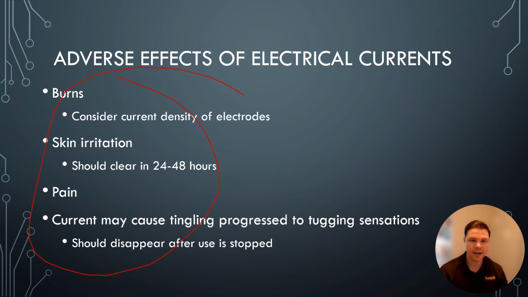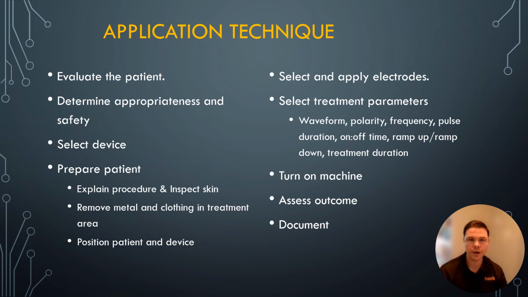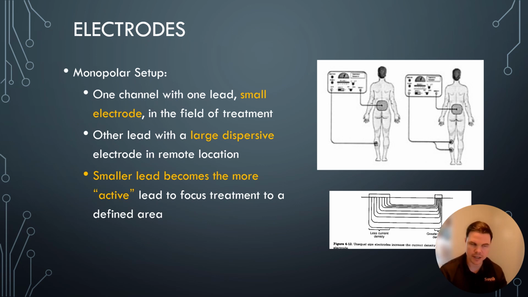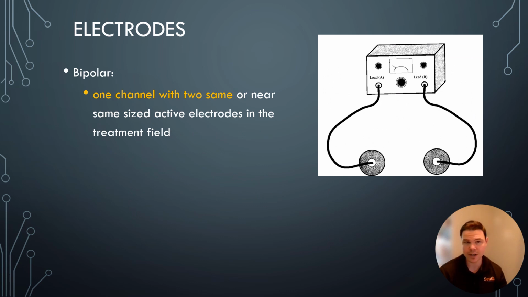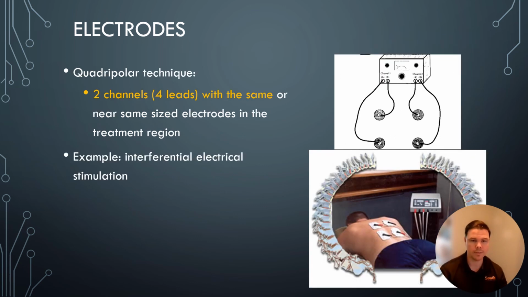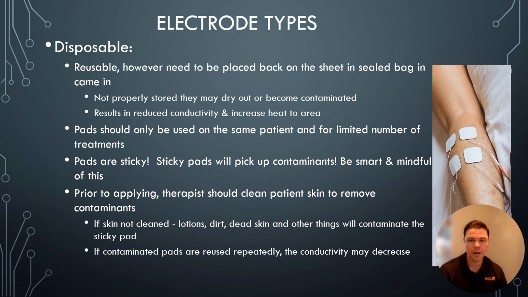Know the adverse side effects. What can go wrong? Understand the general application techniques. There's nothing really crazy here. Again, as it pertains to neuromuscular e-stim, your test will be predominantly on neuromuscular e-stim. Understand the different types of polar setups. What is the difference between a monopolar setup versus a bipolar setup versus a quadrupolar setup? So the basic stuff there.